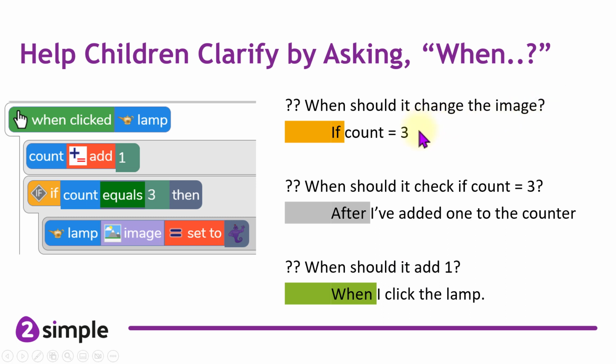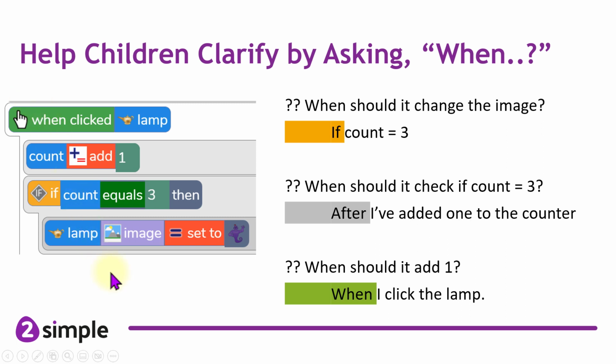And you say then, when should it check if the counter's got to 3? And that's hopefully when they'll say, after I've added 1 onto the counter. Okay, and when should it add 1? When I click on the lamp. And that series of questions will expose the dependencies and the sequence within this bit of code here that we need.